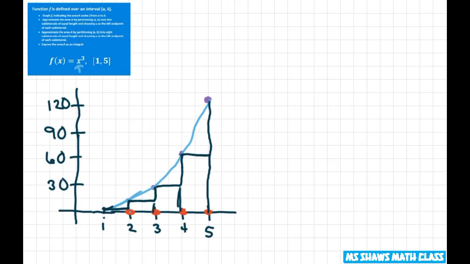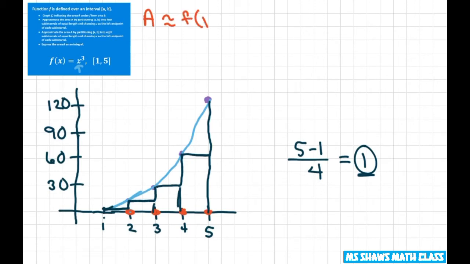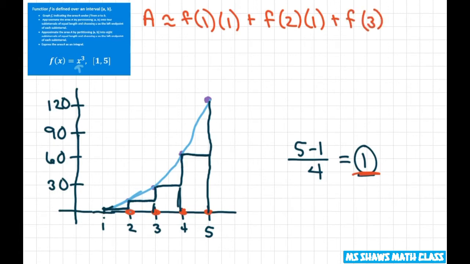Now 5 minus 1, the distance between the two, is 4, and we want 4 subintervals, so you can see we're going by ones. When we approximate our area, we're going to do f of 1 times 1, because that's one piece, from 1 to 2. Then we're going to do f of 2 times 1 plus f of 3 times 1 plus f of 4 times 1.